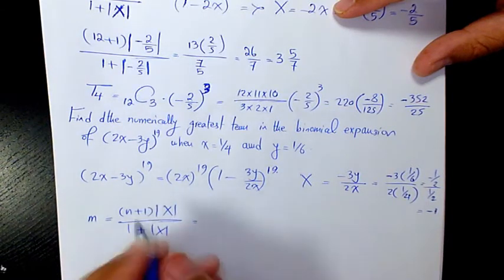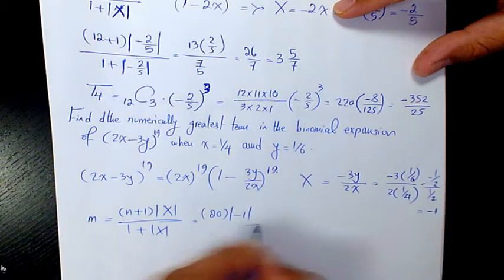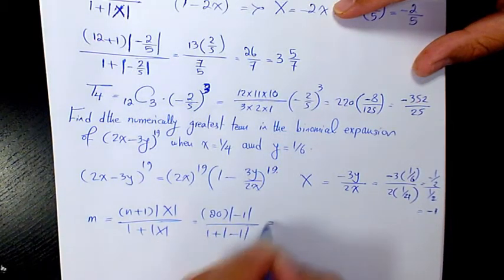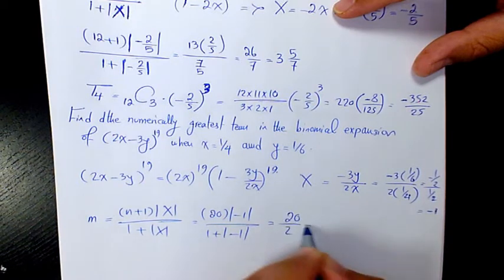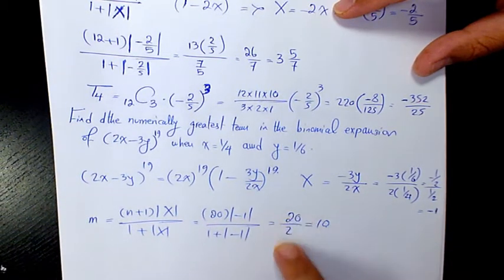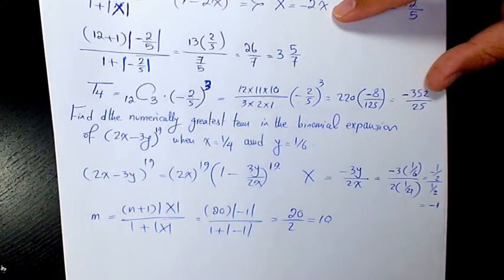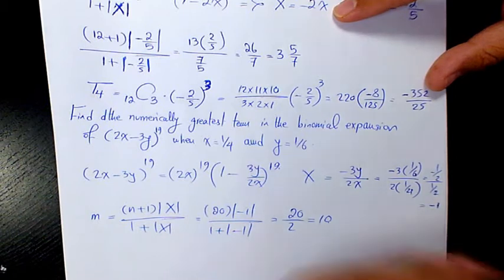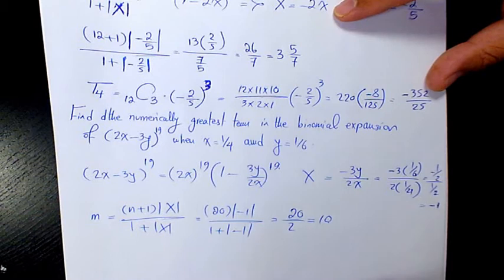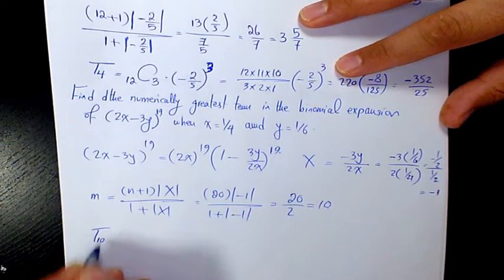So n in this case is 19. 19 plus 1 is going to be 20. The absolute value of negative 1 divided by 1 plus the absolute value of negative 1. That's going to be 20 divided by 2, which is going to be 10. The absolute value of negative 1 is 1. 1 plus 1 is 2. And here we have 20. 20 divided by 2 is going to be 10. So since this number is an integer, we can say T10 and T11 are the numerically greatest terms in this binomial expansion. So T10 and T11.